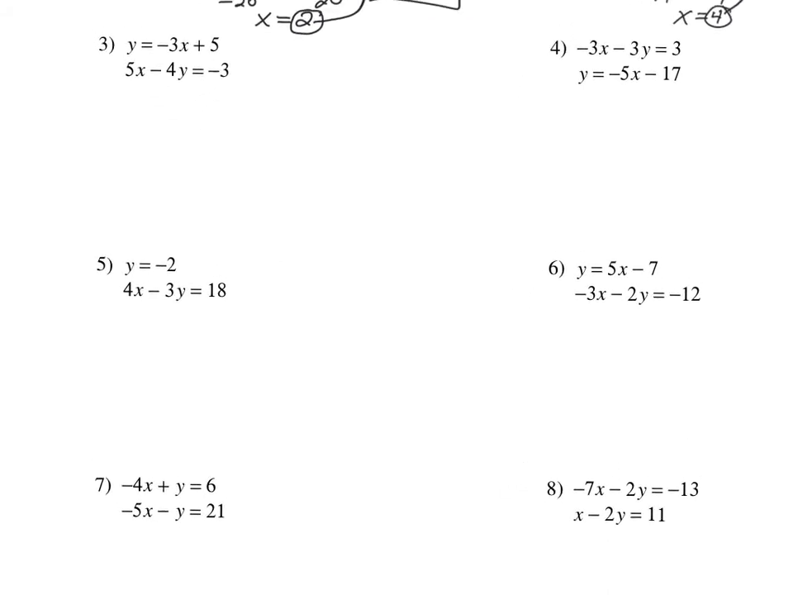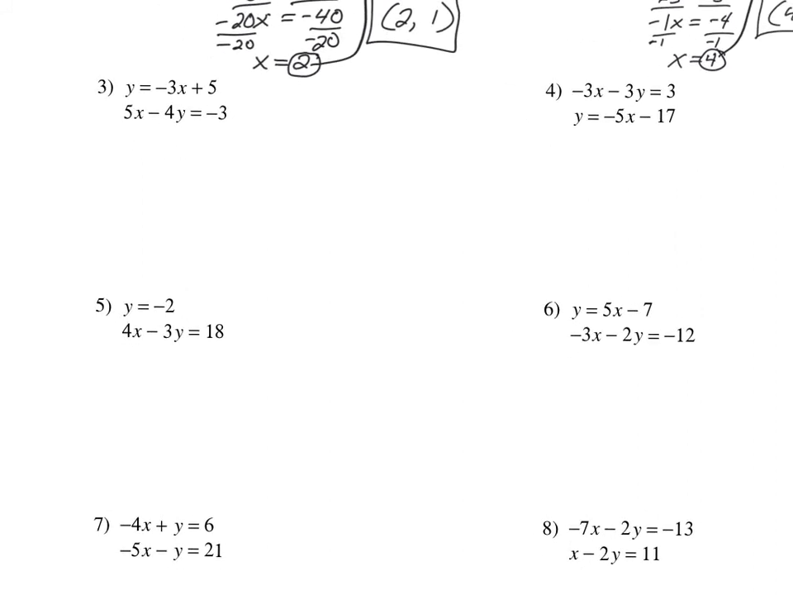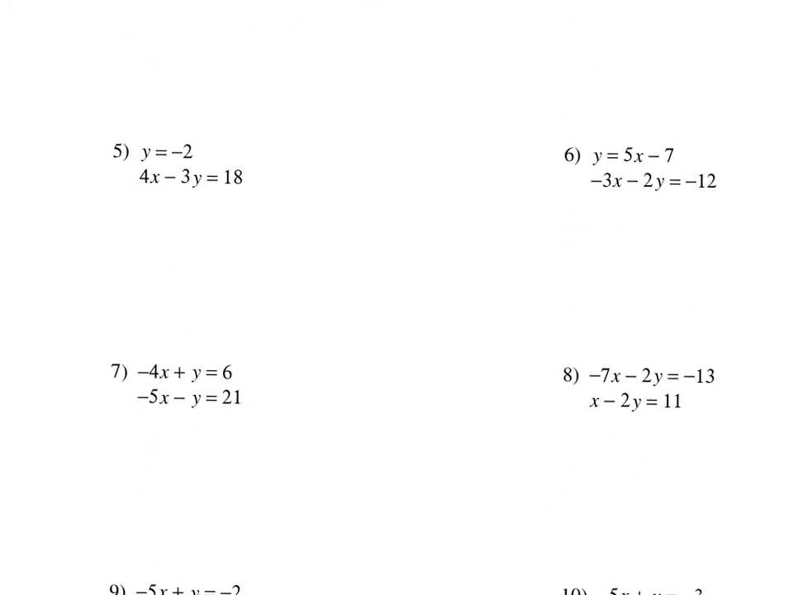So numbers 3 and 4 are just like that. I would like you to try those. You can pause the video and give those a try. You're doing the same exact process as what I did in 1 and 2. So if you're confused at any point, just go back up and look at it. Review what I did with 1 and 2, and try it with 3 and 4.